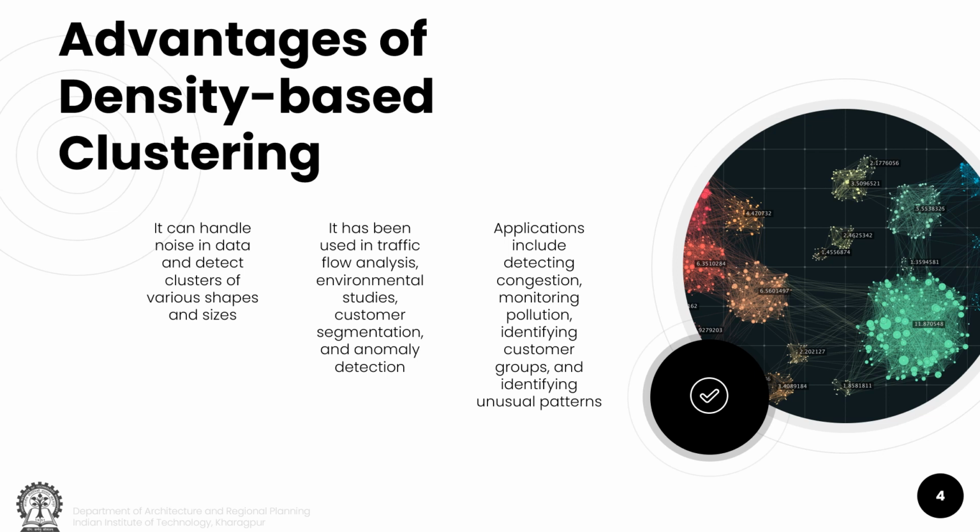Density-based clustering has been successfully used in a range of real-world applications. For example, it has been used in traffic flow analysis to detect areas of congestion and identify traffic patterns. It has also been used in environmental studies to detect clusters of pollution and monitor air and water quality. In addition, density-based clustering has been used in customer segmentation to identify groups of customers with similar purchasing behaviors, and in anomaly detection to identify unusual patterns in network traffic or financial transactions.